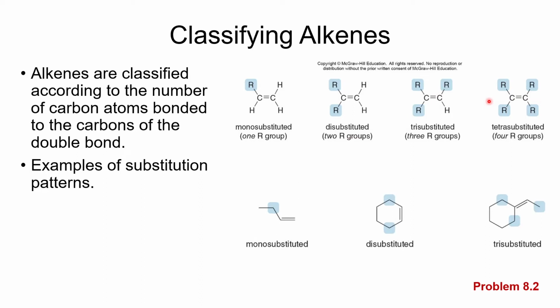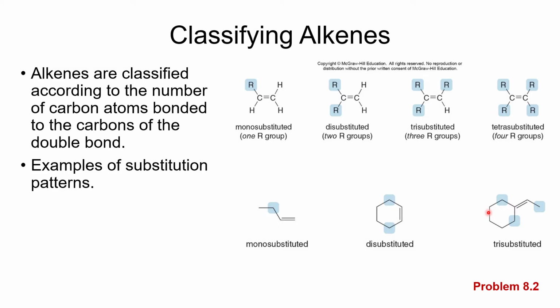So here are just a few examples of some substitution patterns. This one is monosubstituted. Notice the 2 carbons of the double bond, and there's only 1 carbon attached to that. We don't count this carbon because it's not directly attached. So that's monosubstituted. Here we've got disubstituted. So here's the double bond, and we've got the CH2 that's part of the ring and the CH2 that is also part of the ring. On this one, it is trisubstituted, and the reason is, of course, because there are 3 carbons.